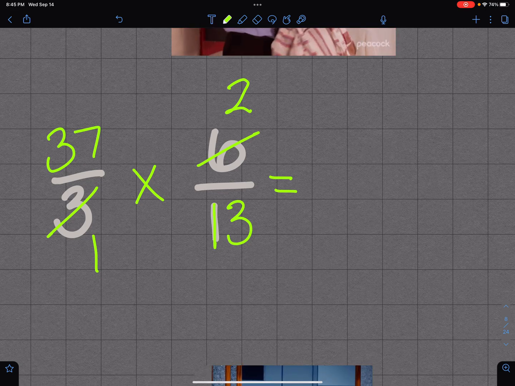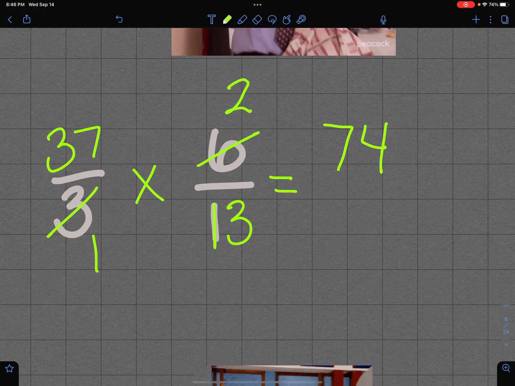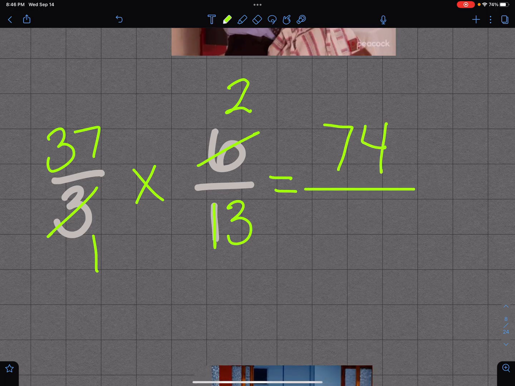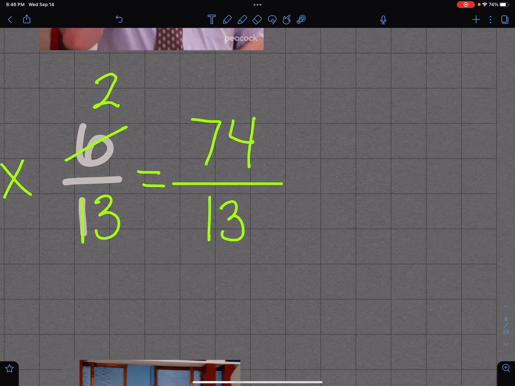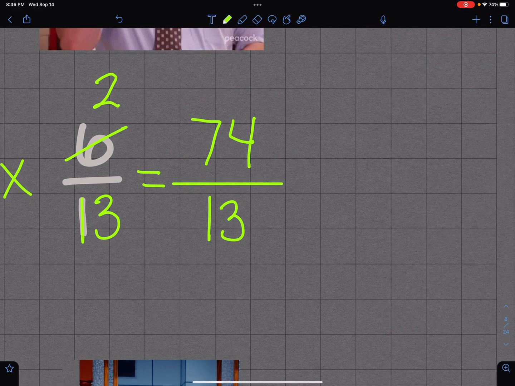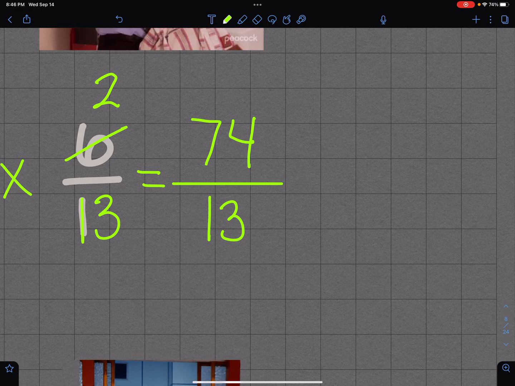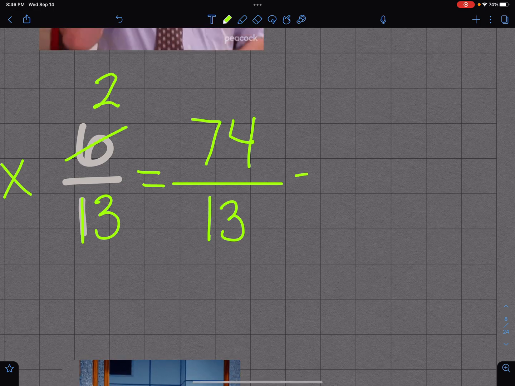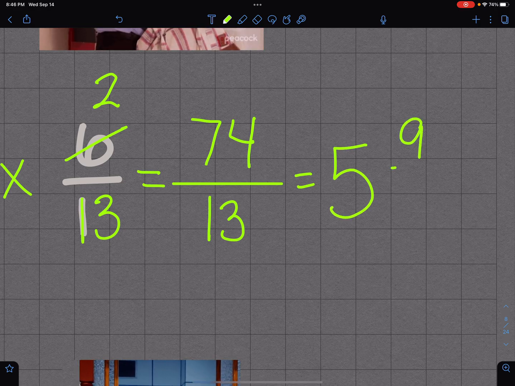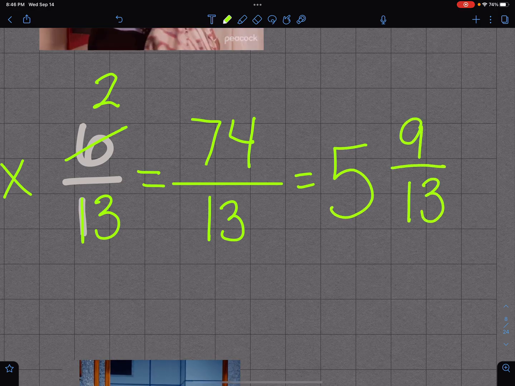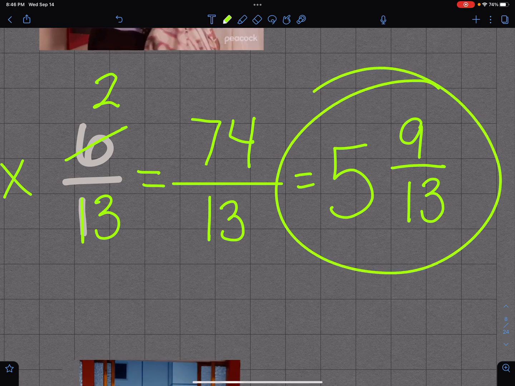37 times 2 is going to be 74. And then on the bottom, 13 times 1 is 13. This should be simplified because the top number is bigger. And so how many times does 13 go into 74? Turns out it goes in there 5 times, and there's going to be 9 left over. 9 over 13. Bam! Easy.